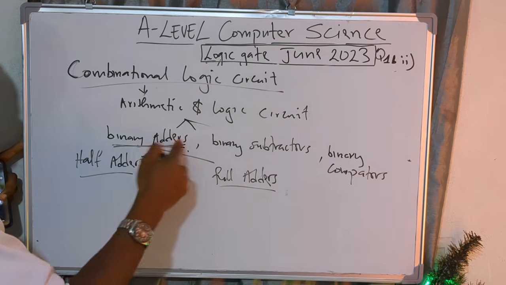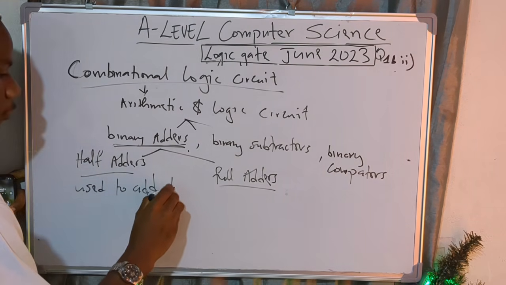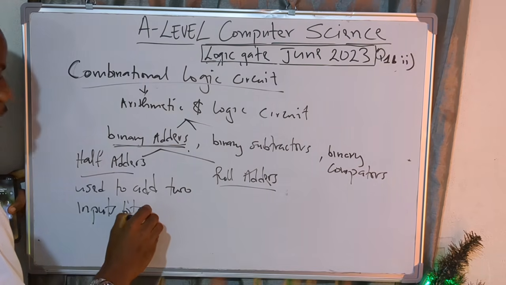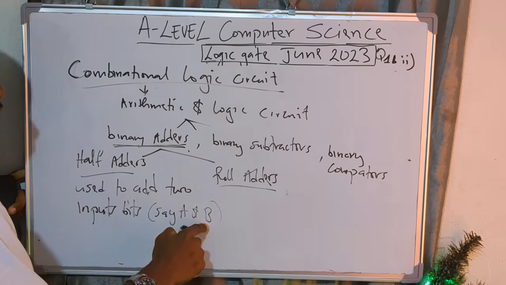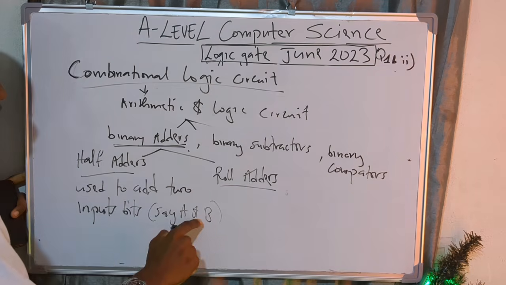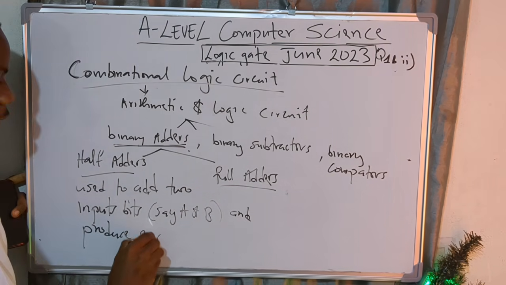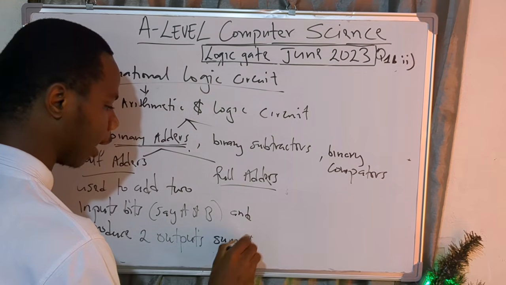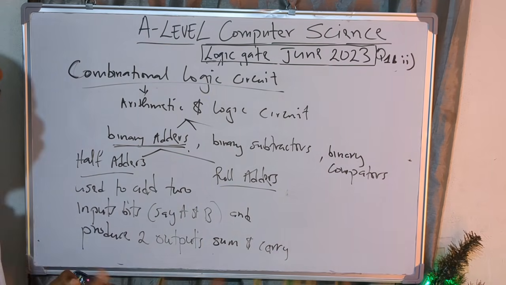A half adder is a binary adder used to add 2 input bits, let us say A and B. So we are calling the first bit A, the second bit B. It produces 2 outputs, sum and carry. This is how we call the output here: one is called sum, and the other is called carry. So the definition is clear.